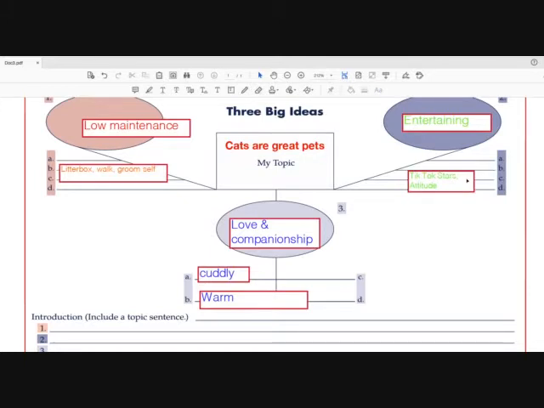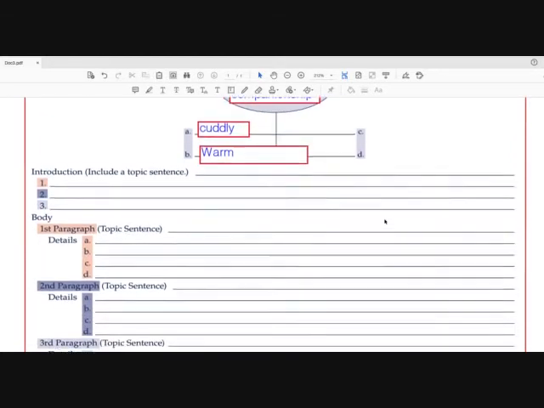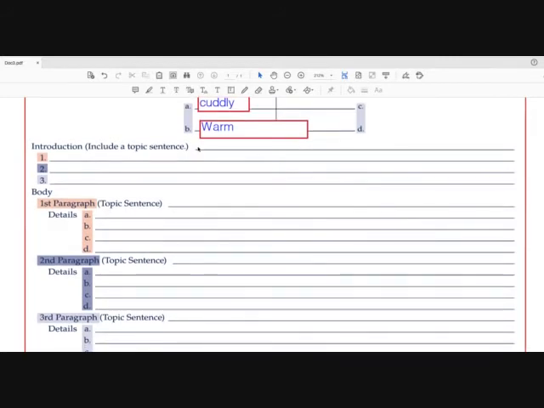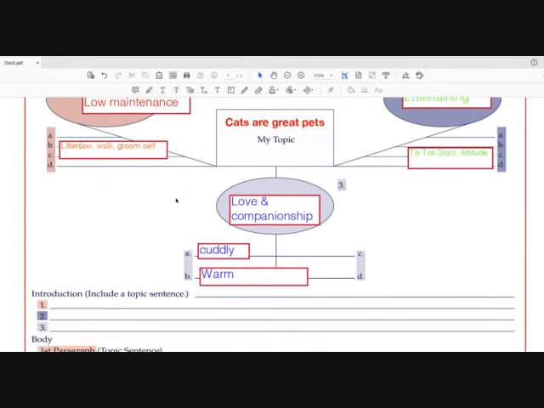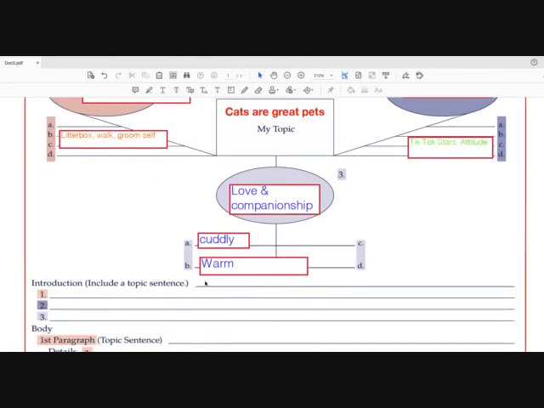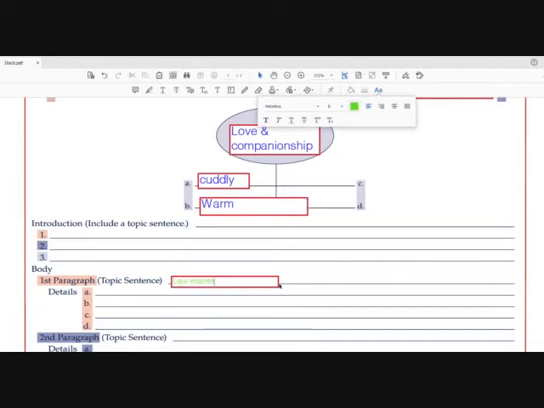Okay. So we do this with the kids and we take all their ideas and put them in this lovely chart. And now here's the genius part. Look at this. There's an introduction. We're going to get to that with the kind of functional language that starts there. But the first paragraph is about what? Why are cats great? Cats are great because they are low maintenance. So we just simply transfer it down here. They are low maintenance.